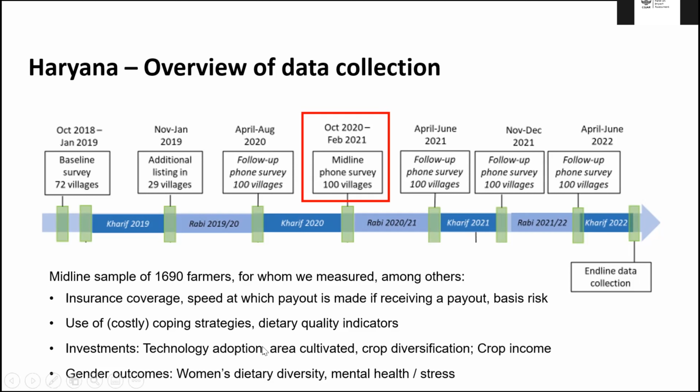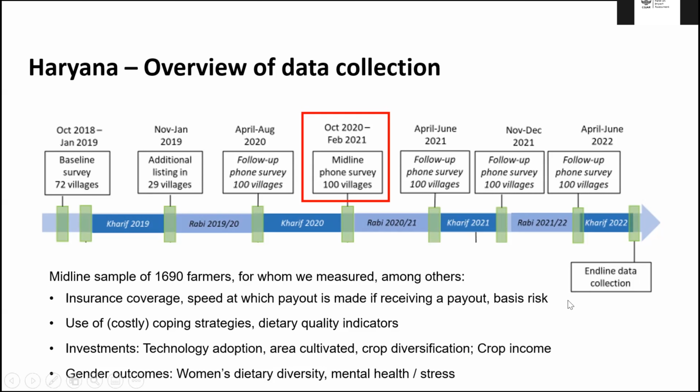Then we look at investments in agriculture, for instance, technology adoption, area cultivated, the amount farmers spend on inputs, labor use, also crop diversification, and then finally crop income.